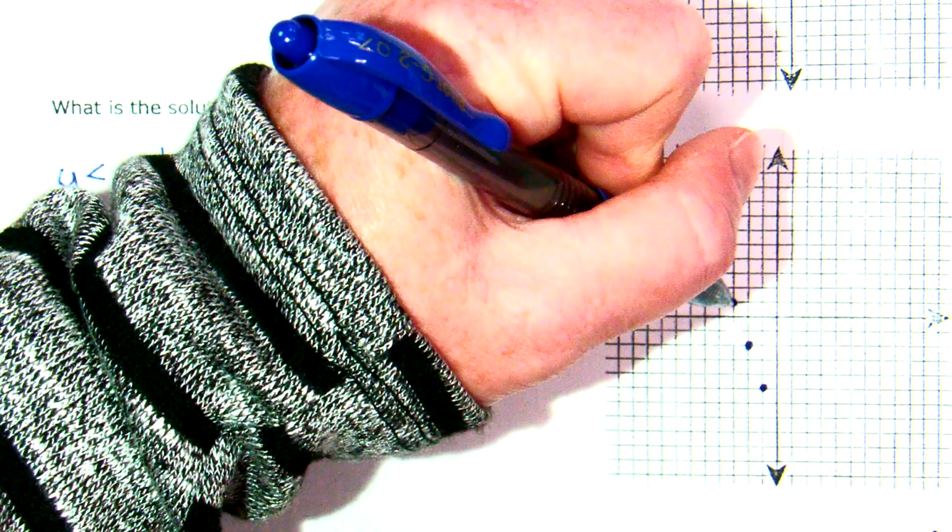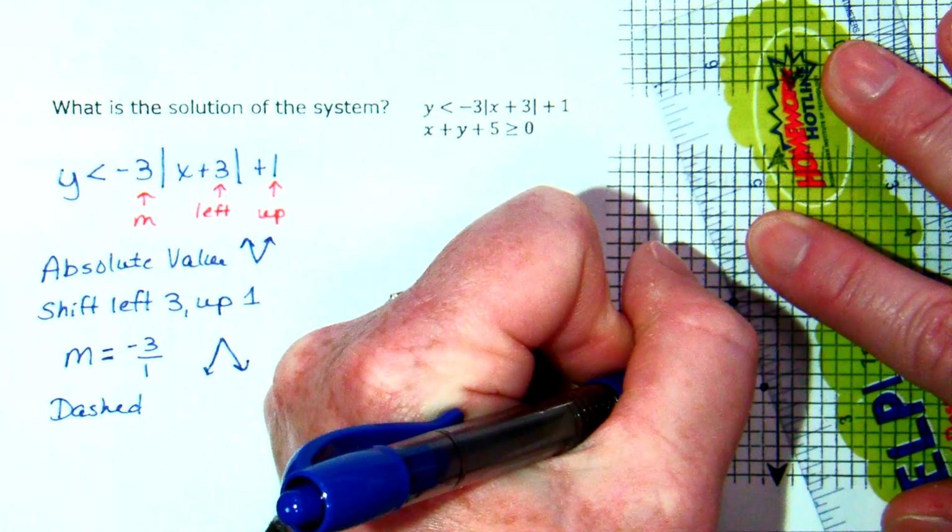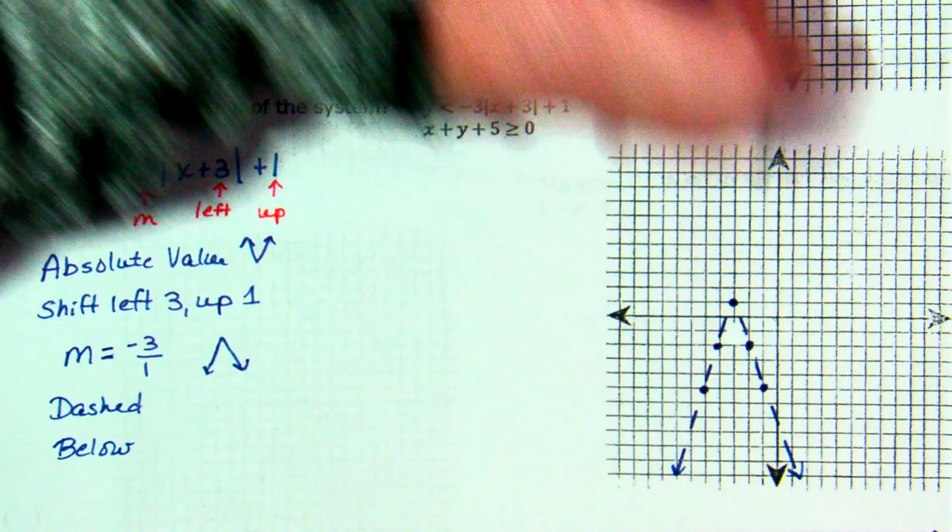A dashed or dotted V? Because it is not equal to. And what kind of shading are you doing here? It's a less than symbol, so it's below. Where is shading below in this case? In the V. Is your shading always going to be in your V? No.